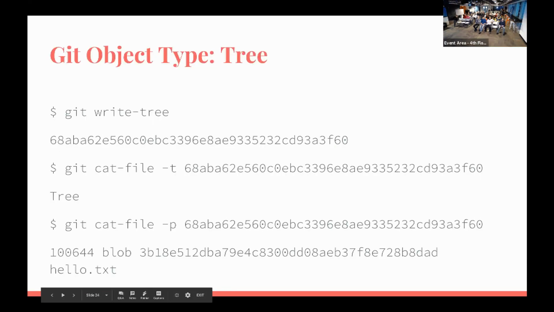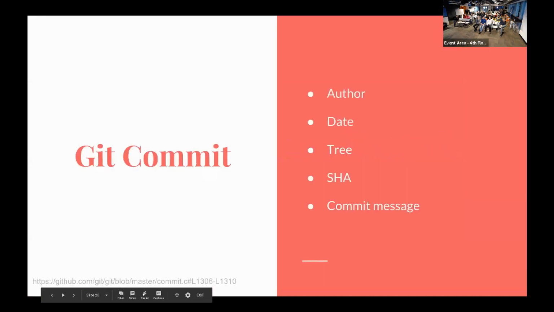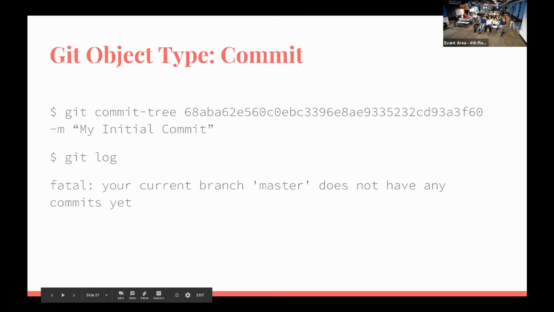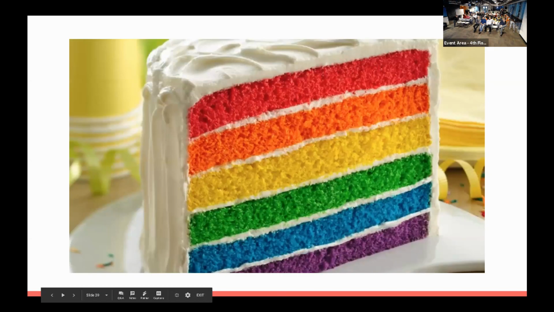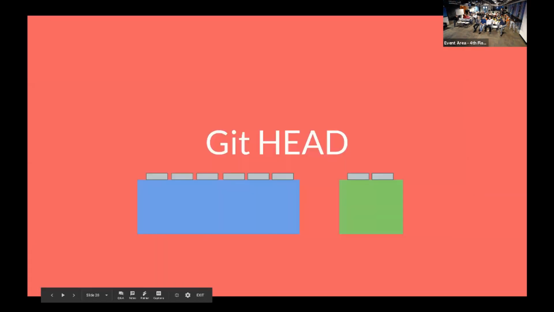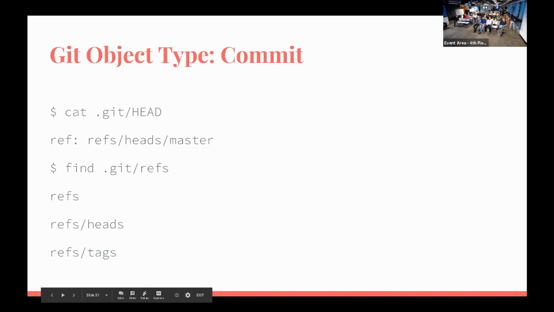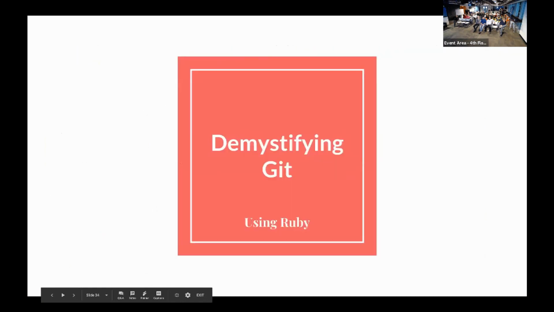So a tree is just recording. If you write the tree, git write-tree, it just takes a snapshot of the whole thing and creates a hash of that tree. And the commit has an author, date, tree SHA, and the commit message. I'm just going to skip all that and talk about why I'm talking about this.